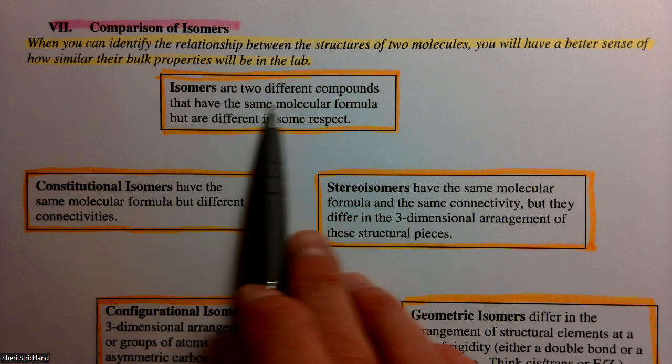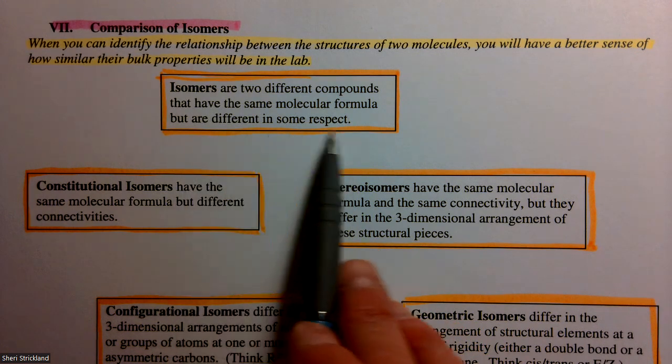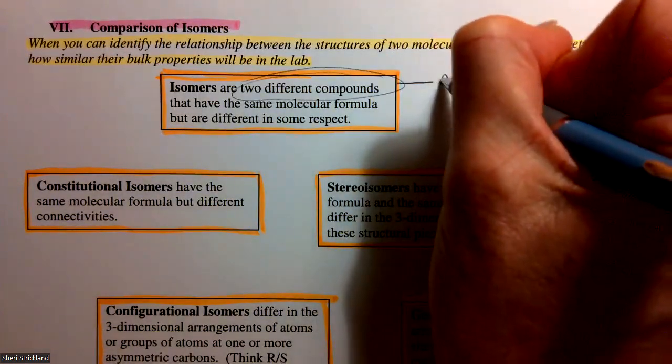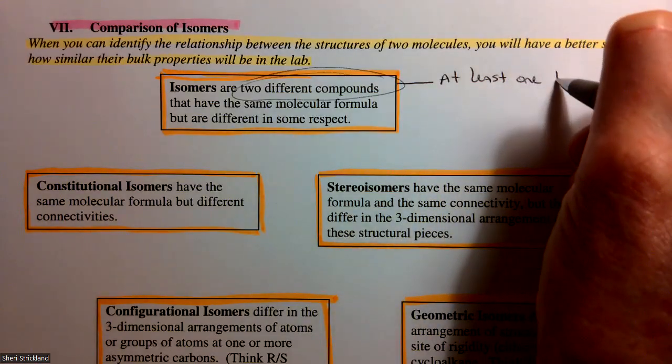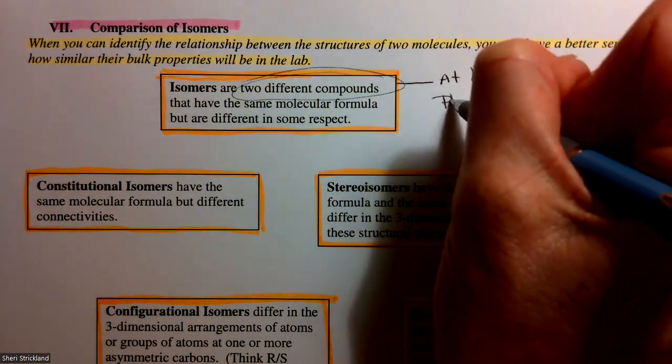So isomers, as you know, are two different compounds that have the same molecular formula, but they're different in some respect. And in order for them to be two different compounds, they have to have at least one different physical or chemical property.